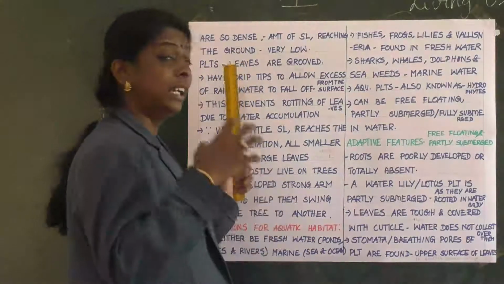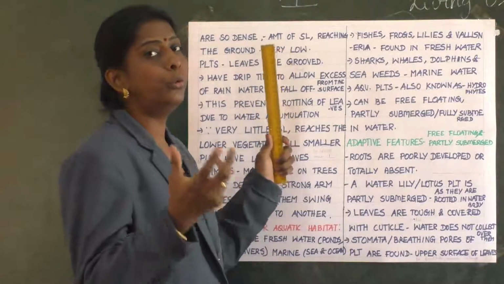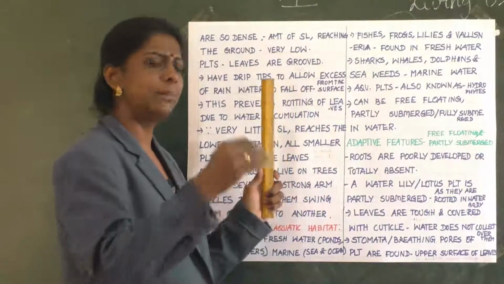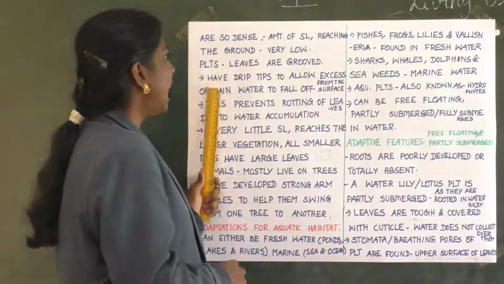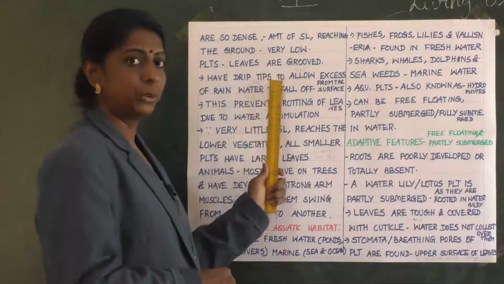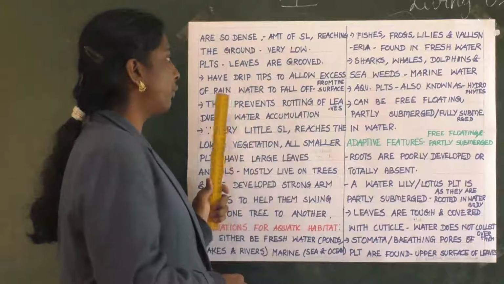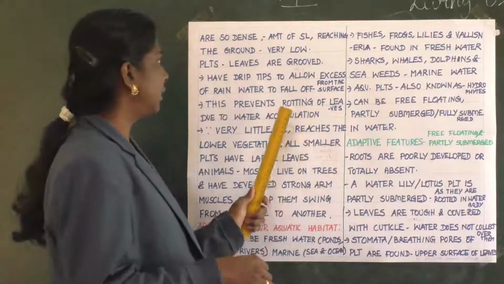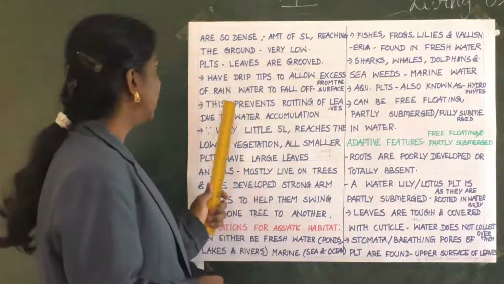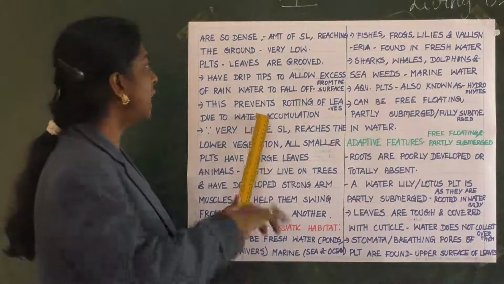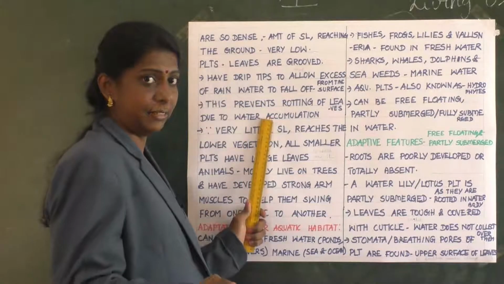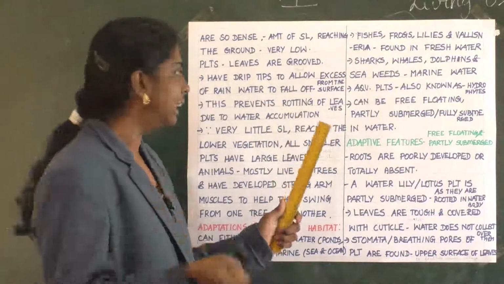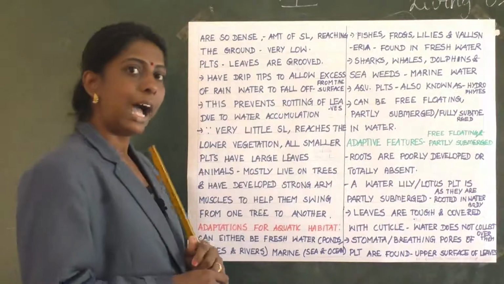Plants have leaves which are grooved. What do you mean by the word grooved? With some depressions. Then they have drip tips to allow excess rainwater to fall off from the surface. So that excess water is removed from the leaf surface, and automatically it prevents rotting of leaves due to water accumulation.